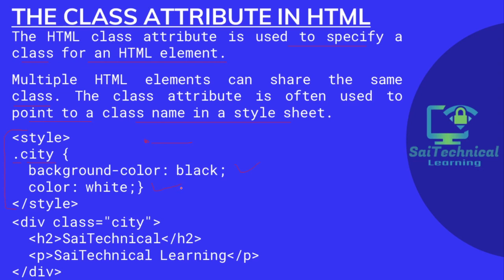Now how to use that particular class? Here we are using the class inside the DIV block. So DIV class equals CT. That means the H2 and P will automatically get black as the background color and white as the font color.